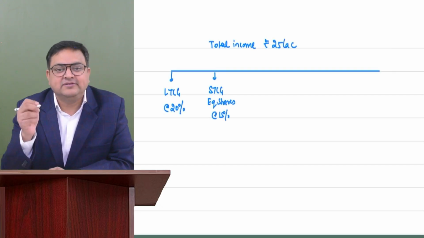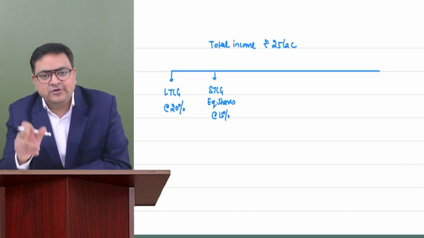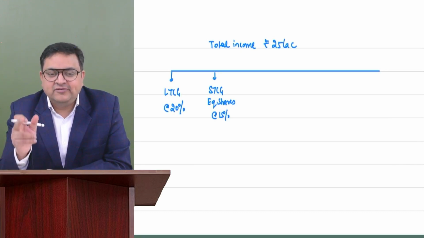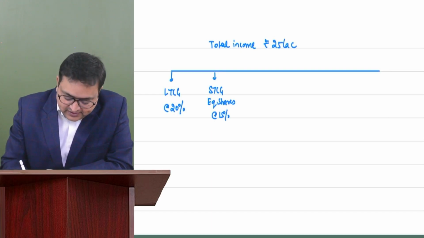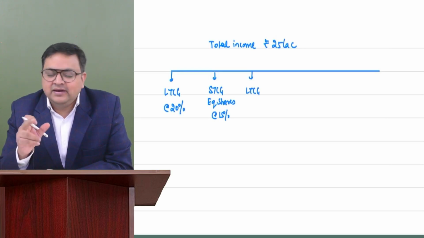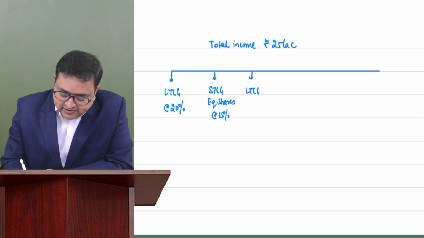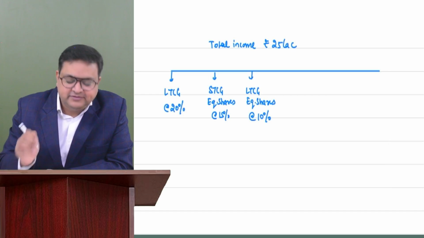Whether all short-term is taxable at 15%? No. Only equity shares or equity-oriented units which are sold on the stock exchange where STT is charged, that is taxable at the rate of 15%. Then another special income we have is long-term capital gain again, but a very, very specific long-term capital gain, equity shares or equity-oriented units sold on stock exchange. Here the tax rate is 10%.